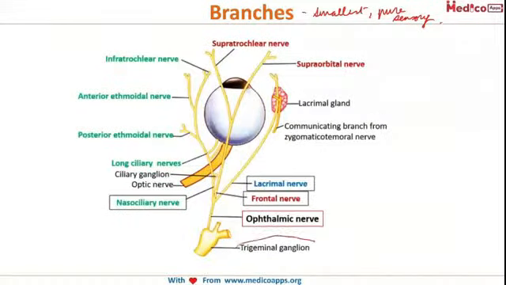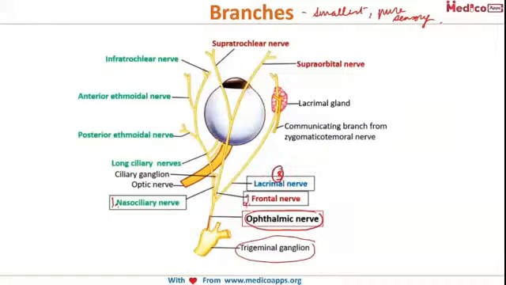Let's look at this diagram here. So this is the trigeminal ganglion and this is the ophthalmic division, that is the first division of the trigeminal nerve. Okay, so this is a very clear picture that has separated the branches and color coded them. Okay, so the ophthalmic division gives out three branches. Okay, so the first branch is the nasociliary nerve. Then we have the frontal nerve and then we have the lacrimal nerve.